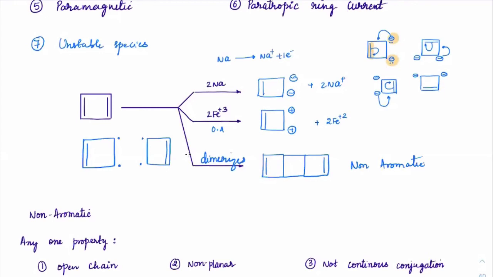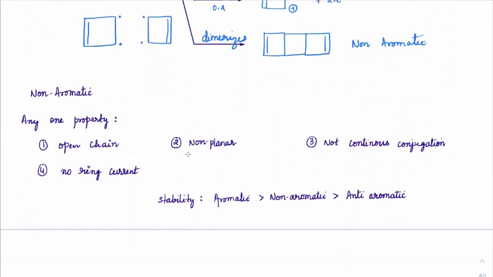Got it? And remember the stability. Aromatic is more stable than non-aromatic, and the least stable is anti-aromatic. Anything anti-aromatic is highly unstable. So it is better to become either aromatic or non-aromatic instead of staying anti-aromatic. Point is clear, everybody? So in the case of non-aromatic, if you check, any one property is sufficient. If it is an open chain, definitely it is non-aromatic. Whether there is resonance present or not, any open chain molecule is always a non-aromatic compound.